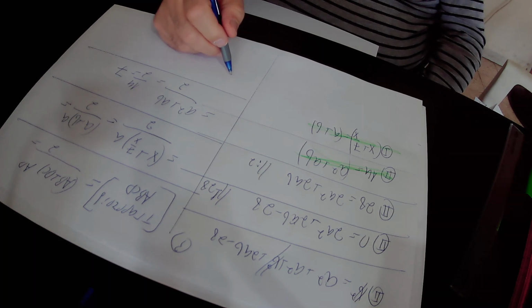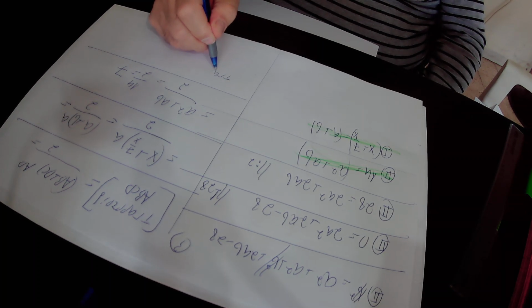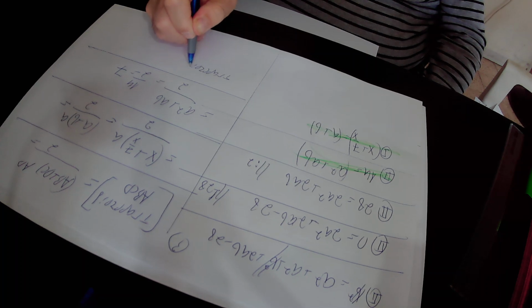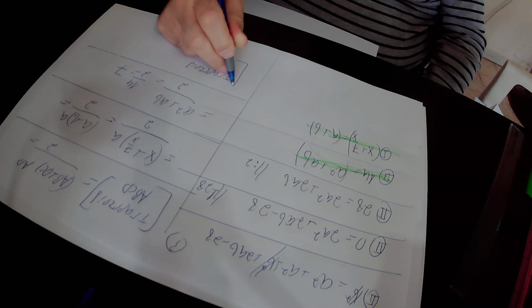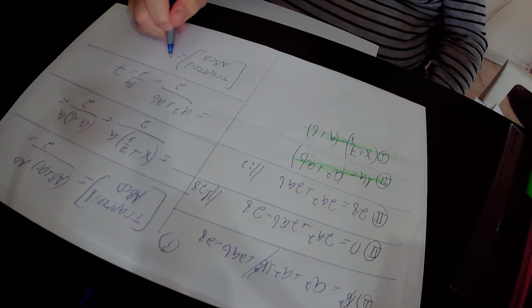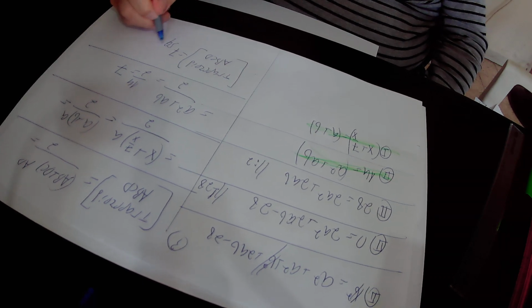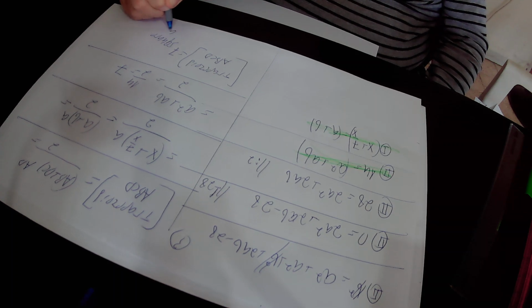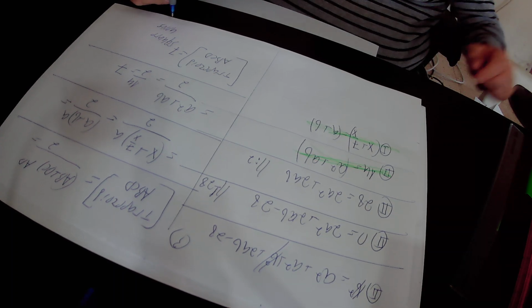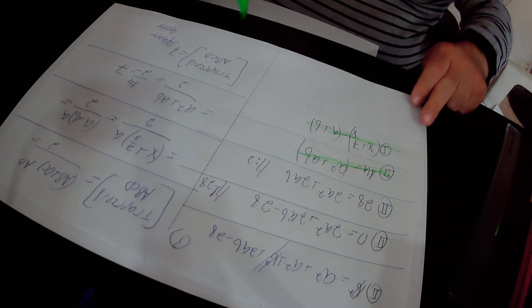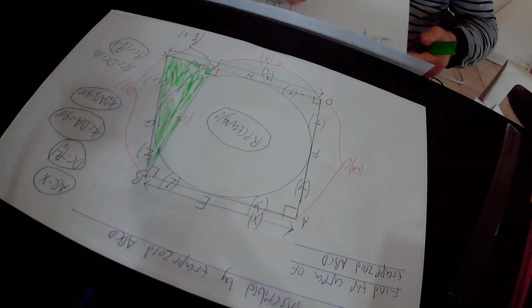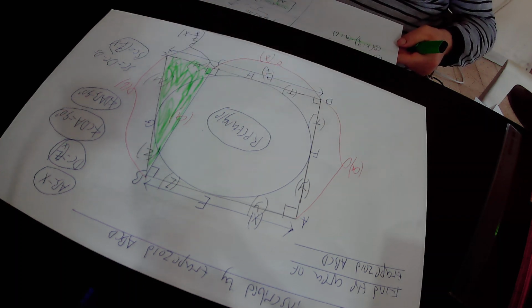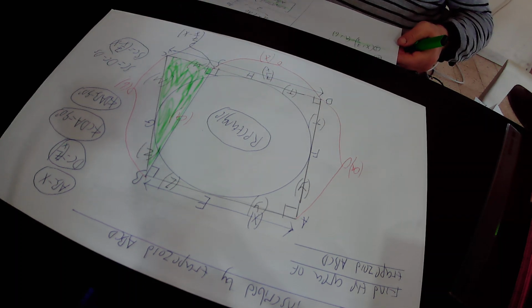In conclusion, we found out that the area of trapezoid ABCD equals 7 square units. And that is the answer to the first question. I repeat again, the area of this trapezoid ABCD equals 7 square units.